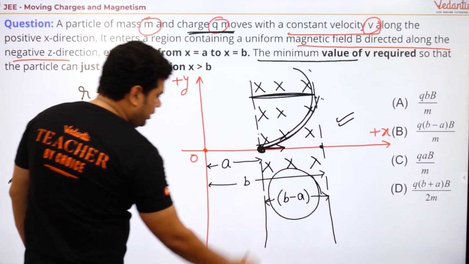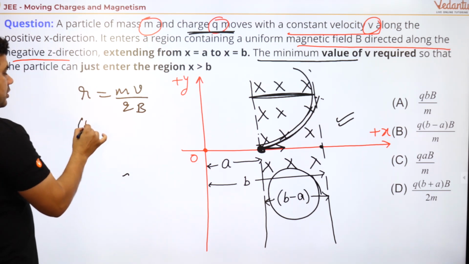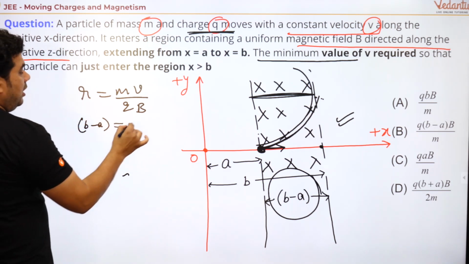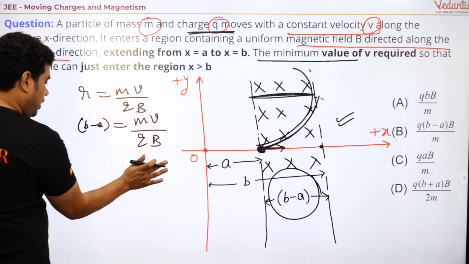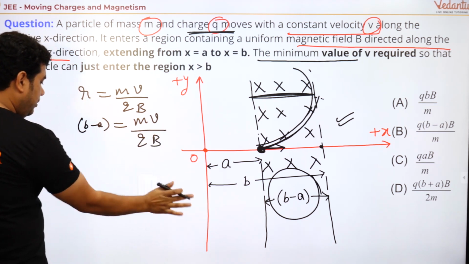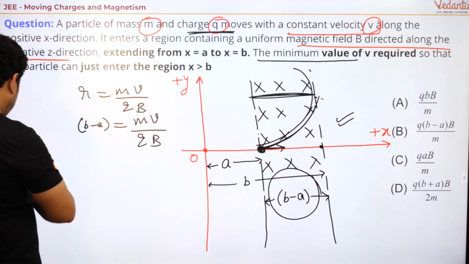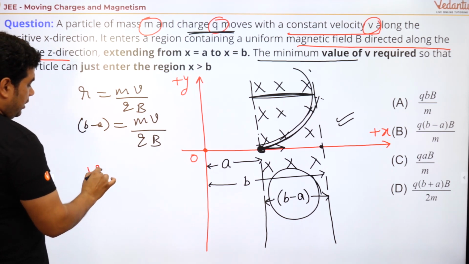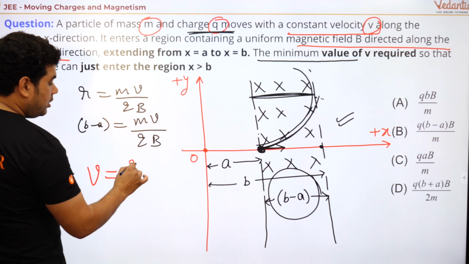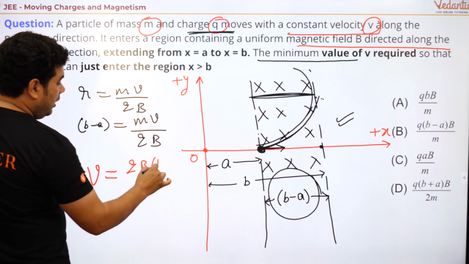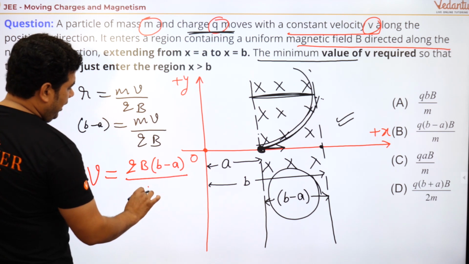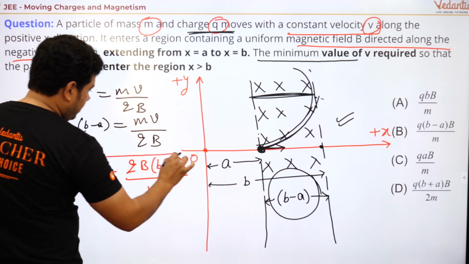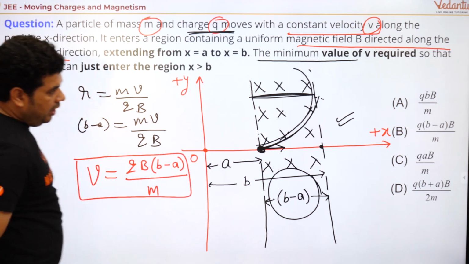What is that length? It is B minus A. So this is B minus A is equal to mv upon QB. So what is the answer here? The answer is V minimum, V, Q, B, and this is B minus A divided by M. This is the answer.